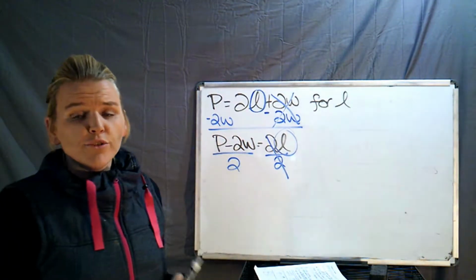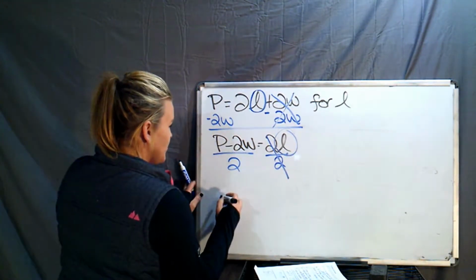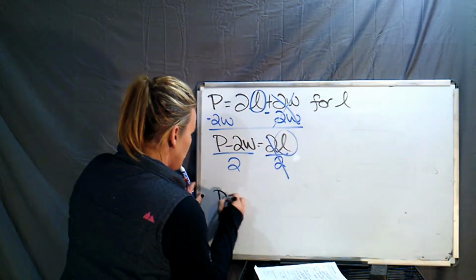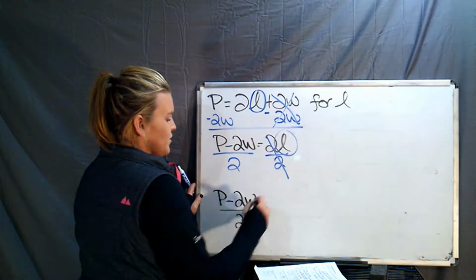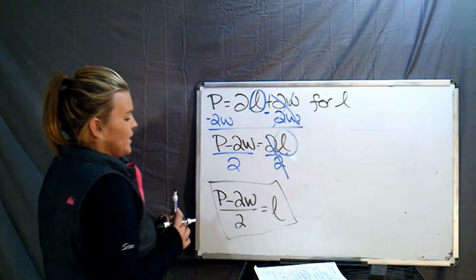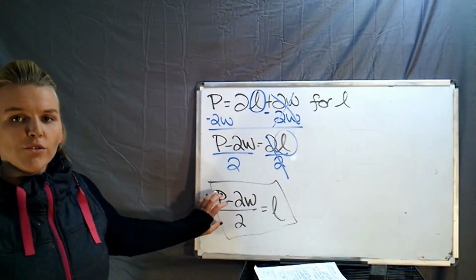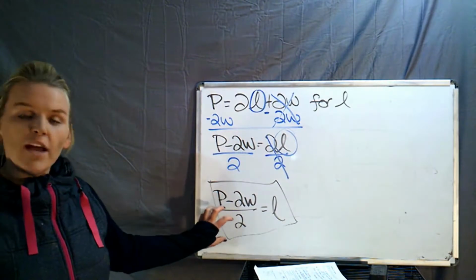So now all I need to do is rewrite my equation. And our final answer is going to be P minus 2W over 2 is equal to L. Put a box around it and we're done. This is our final answer. Now make sure that when you're doing these, don't try to divide this by 2 because it's simplified as far as it can be right now.